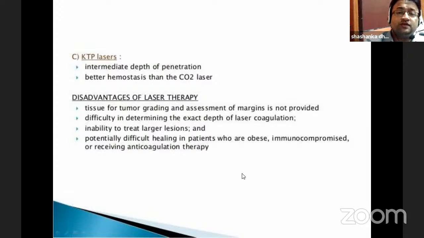Disadvantages: tissue is not available for assessment, and there is a difficulty in determining the exact depth of the laser coagulation, and you cannot treat larger lesions with laser. There is also potentially difficult healing in patients who are obese, immunocompromised, or receiving anticoagulation therapy.